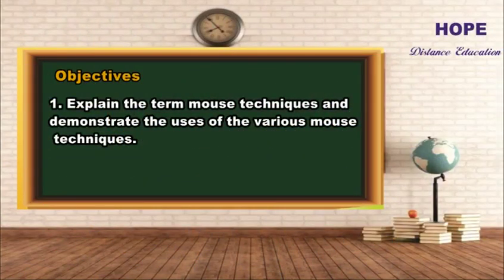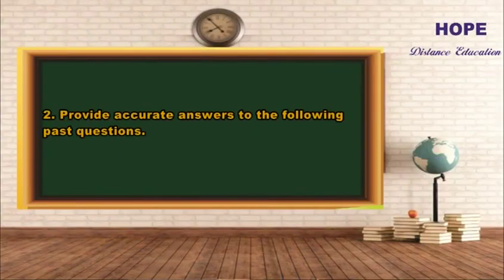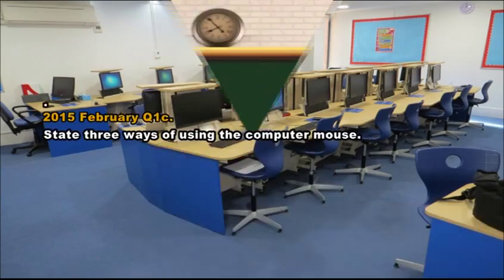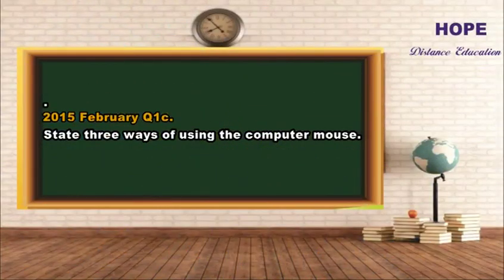Let's look at the objectives for today's lesson. By the end of today's lesson, the learner will be able to: 1. Explain the term mouse technique and demonstrate the uses of the various mouse techniques. 2. Provide accurate answers to the following past questions. The first one is 2015 February, Question 1C: State 3 ways of using the computer mouse.